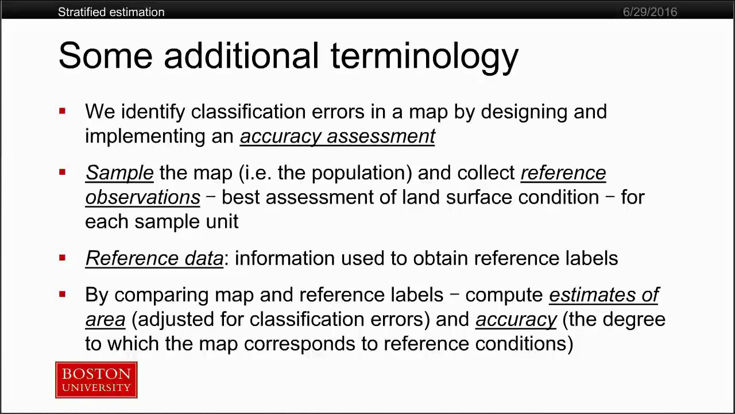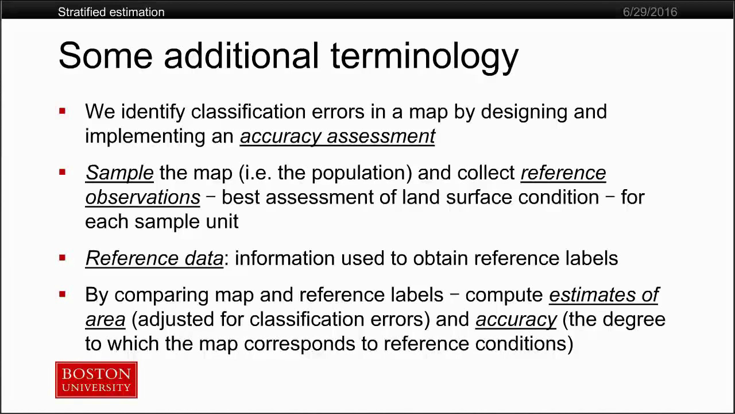Sometimes, and this is the case in Cambodia, we don't have any such sample. So we're going to have to collect it. And in order to collect that, we need to identify reference data. So that's the data we use to collect these observations. For example, if you have a time series of Landsat observations and you're observing these sample units in a time series of Landsat data, then Landsat data is your reference data.